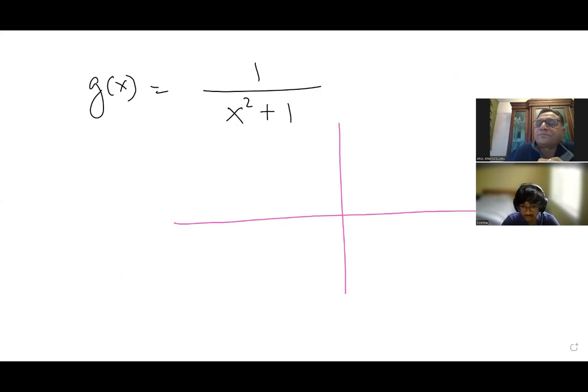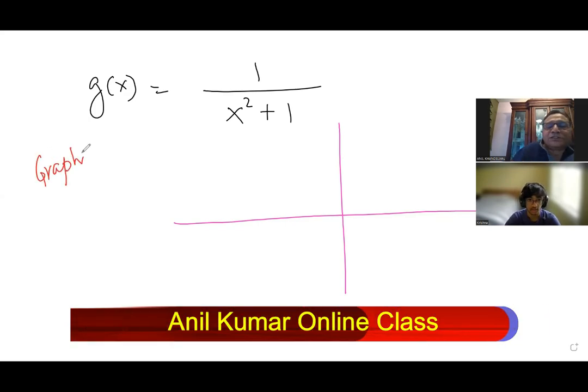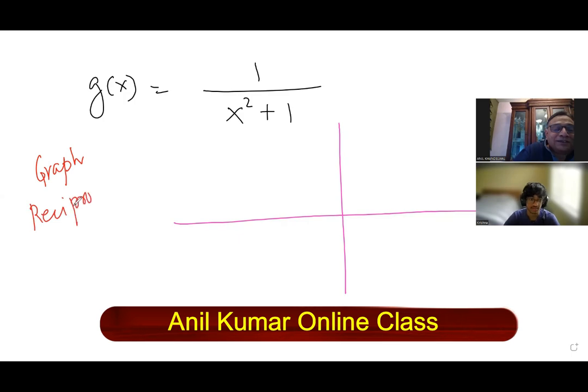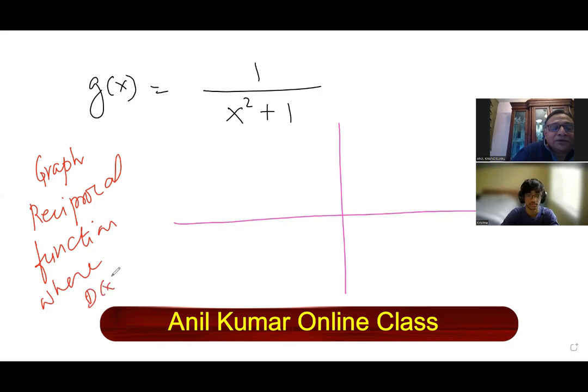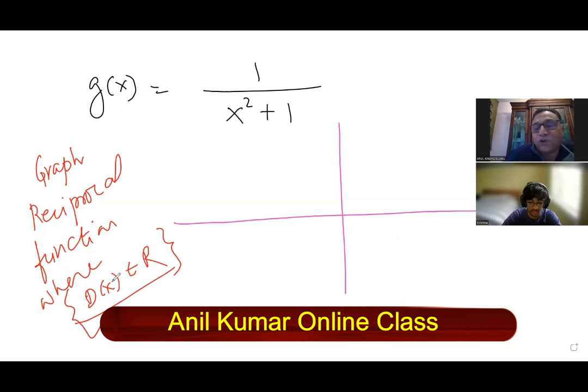You could graph by finding the vertical asymptotes first, or there won't be any. There won't be any vertical asymptotes, right? So graph the reciprocal function. And this function's domain is all real numbers, right? Yeah, correct. X belongs to the real numbers.